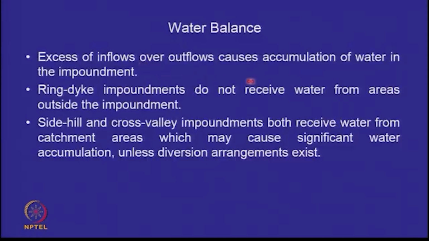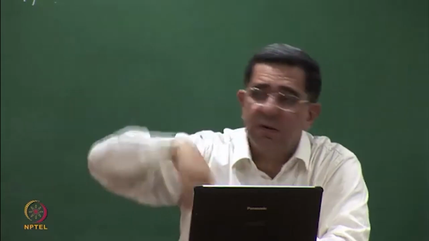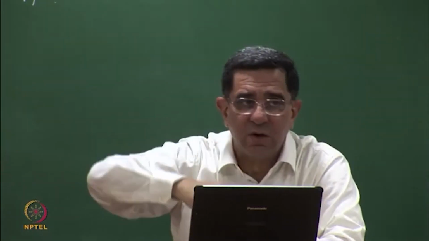So excess of inflows is sometimes a problem because they cause accumulation of water. This excess inflow is not a problem in ring dikes. Nothing comes into your impounded area from outside because there's a dike all around it. Even if there's a little bit of flood water outside, it won't come in.